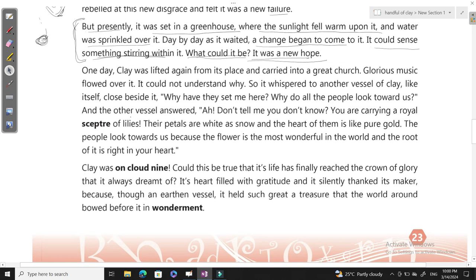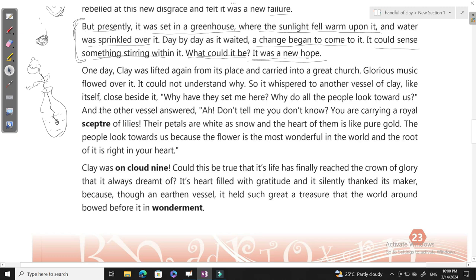One day the clay was lifted. After that, something new had grown in that pot. You can see, it was filled with soil, kept in the greenhouse, water was sprinkled over it, and something grew out, a small plant.